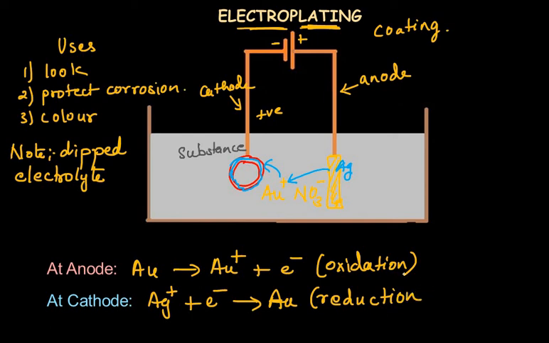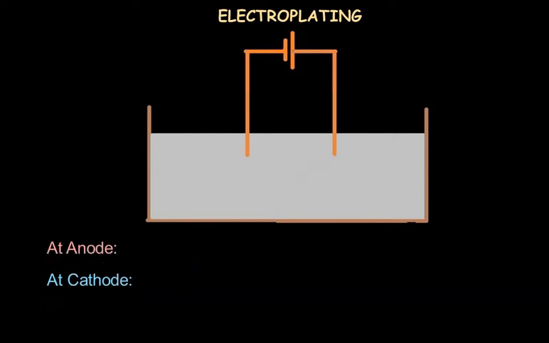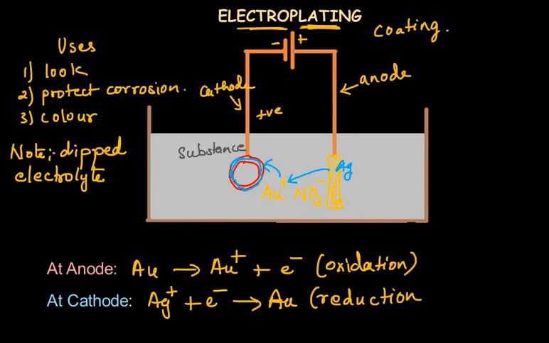So this is how the process of electroplating occurs, and this is done on various substances for various reasons. The only important point we need to remember here is that the substance to be coated has to be connected as the cathode, and the metal which has to be deposited on the substance has to be used as the anode.